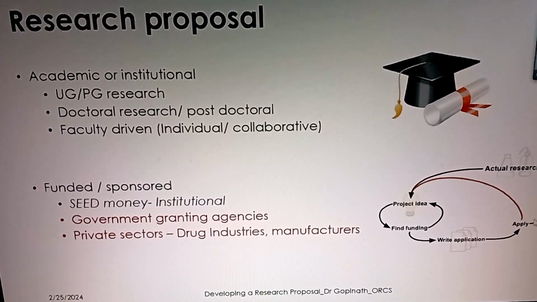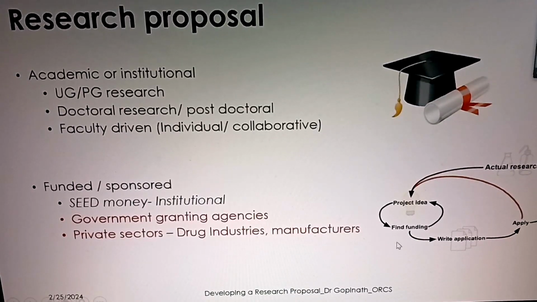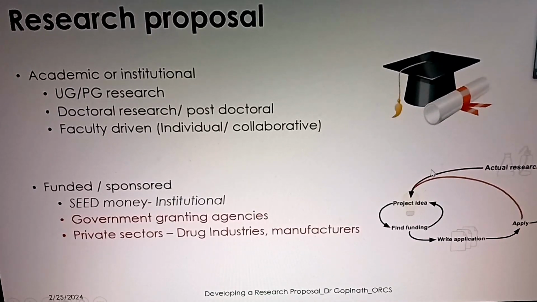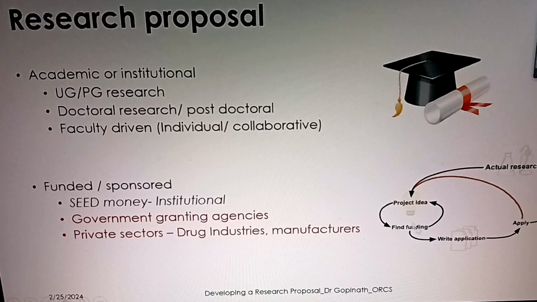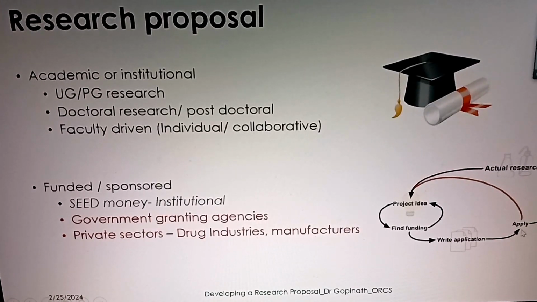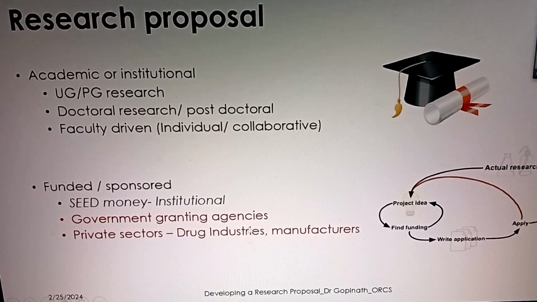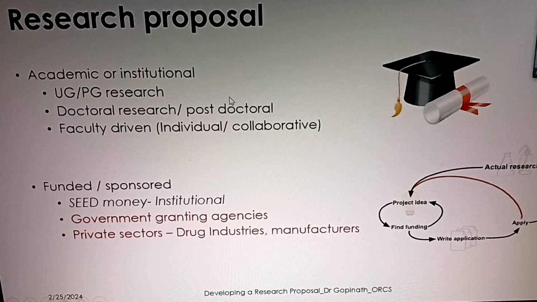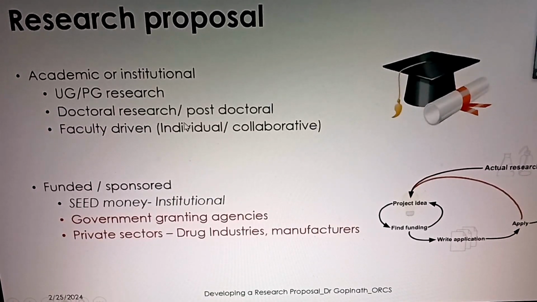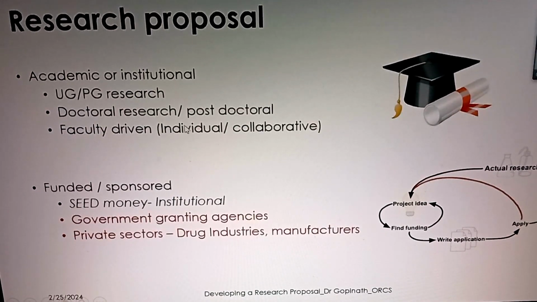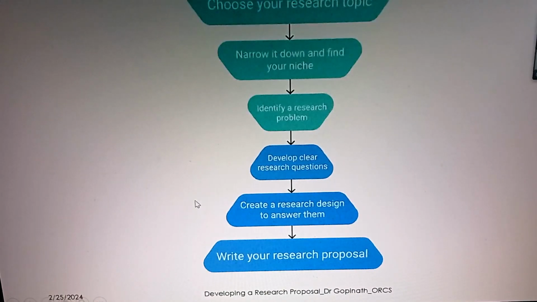If you see this flow chart here, you have a project area, you find funding and write an application, you apply, and if it gets rejected, again you revamp the project area. The circle is continuous. If you are able to get the money and you do the actual research, from the research you will end up with multiple new findings, and you again propose that as a project area. That's when government granting agencies and private sectors get involved. Otherwise, for academic and institutional level proposals, this is not always mandated.